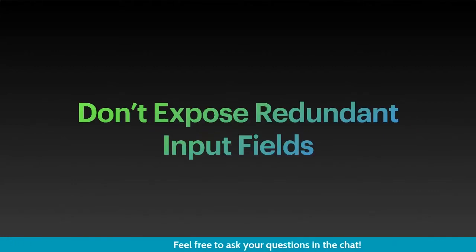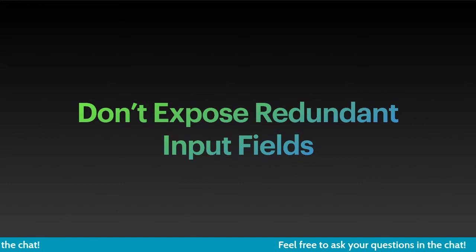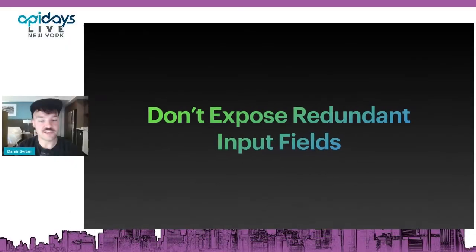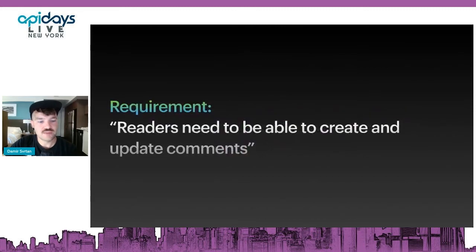Let's talk about input fields. Don't expose redundant input fields. Now, what kind of input fields am I talking about? I'm talking about the payload your API accepts when mutating or changing data. In REST APIs, that would be the data your API gets whenever a client initiates a POST or a PUT request. Let's look at an example.